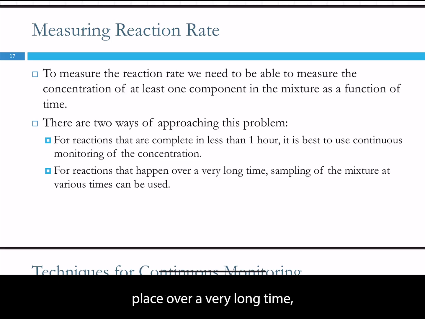For reactions that take place over a very long time, sampling the mixture at various times can be used. This relates to the research that I did. I did post-harvest fumigations, which means you take all of the fruit that's been harvested and put it in a chamber, and then you add gas that kills bugs. That gas over time gets absorbed into the fruit or vegetables, and the concentration of the headspace around the fruit decreases over time.